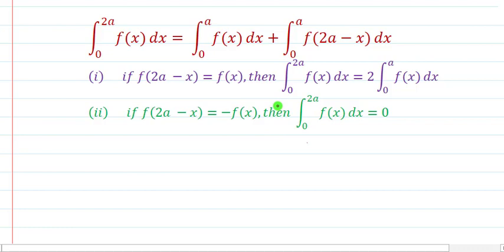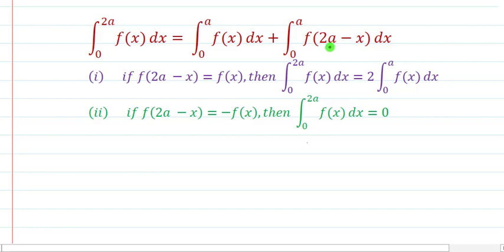This 7th property is in front of you. According to this property, we are having the limits from 0 to 2a. Like if we are having 0 to pi, it means we are having 2 into pi by 2. Similarly 0 to 4 means we are having 2 into 2. So if it is of this form, that is 0 to 2a, the integral of f(x) dx can be written as the addition of the integral from 0 to a of f(x) dx and the integral from 0 to a of f(2a minus x) dx.